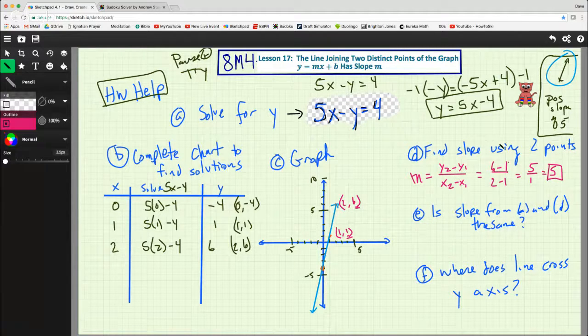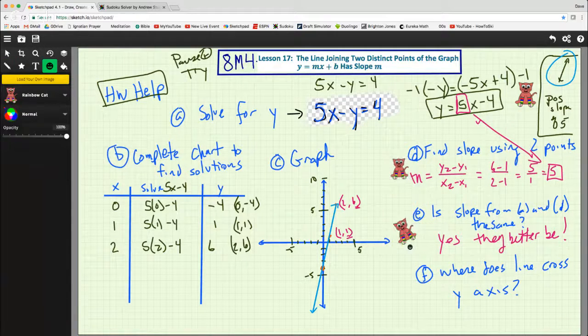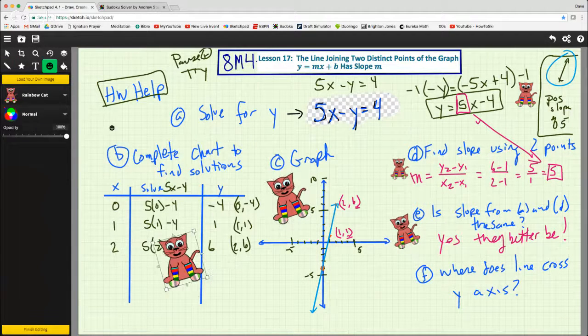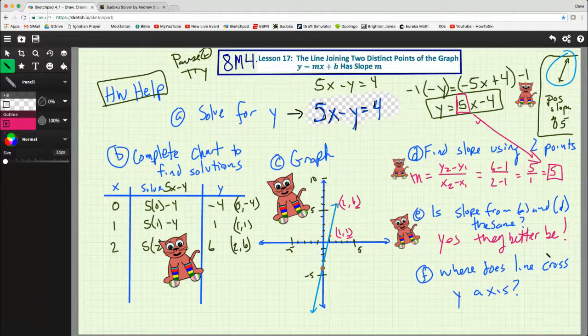Is the slope the same? Well, yes, our 5 and our 5 are indeed the same. Yes. And I'm going to say they better be. We're going to lay down some happy cats. Okay, and then where does the line cross the y-axis? And the answer is here, 0, negative 4.